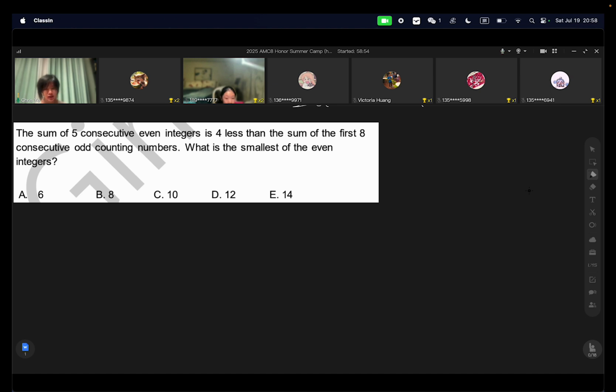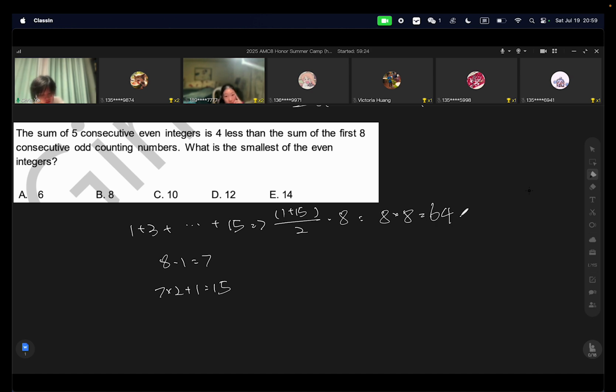So since it says the sum of the first 8 consecutive odd counting numbers, that means there's 1 plus 3 plus all the way to 8 minus 1 equals 7, and 7 times 2 plus 1 equals 15. So this is going to be all the way to 15. So the sum is going to be 1 plus 15 divided by 2 times the number of terms, which is 8, and that'll be 8 times 8 equals 64. So it says that the sum of 5 consecutive even integers is 4 less, so 64 minus 4 equals 60.